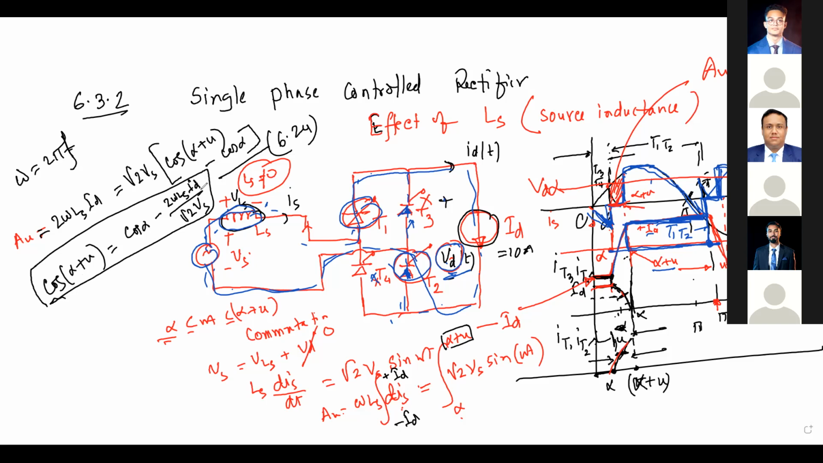Okay. Then we want to find out the average. So if there is no LS, the average value was 0.9 VS cosine of alpha, right? But we have lost this area.